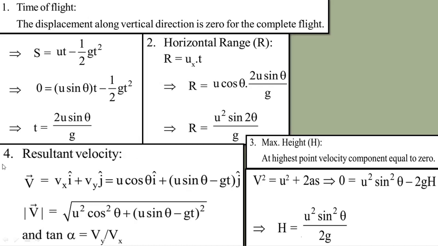So the resultant velocity v bar is equal to vx i bar plus vy j bar, where i bar and j bar are the unit vectors in the x and y directions. So it is u cos theta i bar plus (u sin theta minus gt) j bar. The magnitude of v is equal to square root of u² cos² theta plus (u sin theta minus gt)². For the direction of the resultant velocity, we calculate alpha: tan alpha is equal to vy divided by vx.